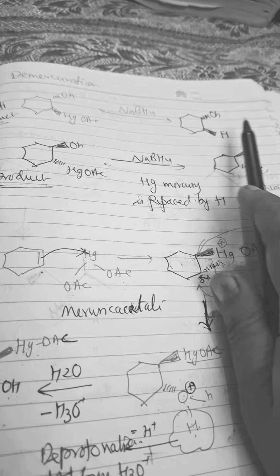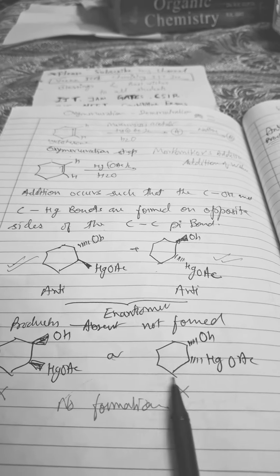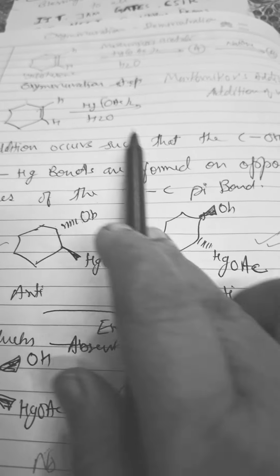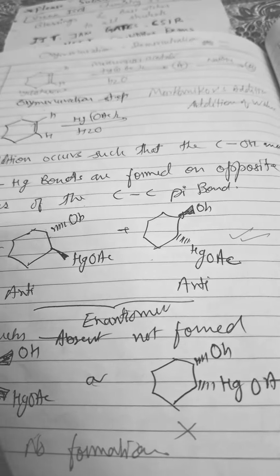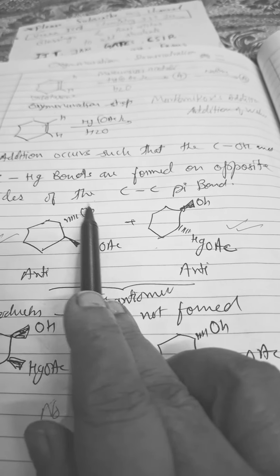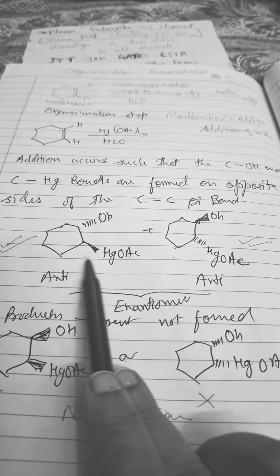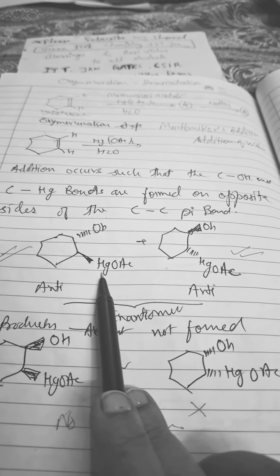This is also correct, this is also correct, but syn addition will never take place in this case, as I told you that it is stereospecific. Stereospecific means the stereochemistry is fixed. Clear to you? So in this way both of them are on opposite sides. The OH and the C-Hg bonds are on opposite sides. Clear to you?